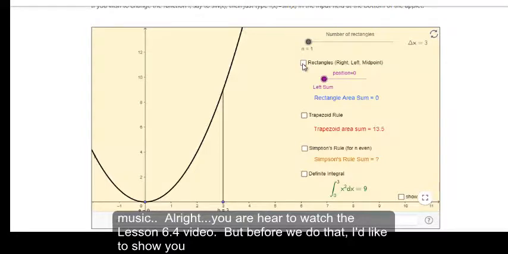Alright, you're here to watch the lesson 6.4 video. But before we do that, I'd like to show you this little applet.